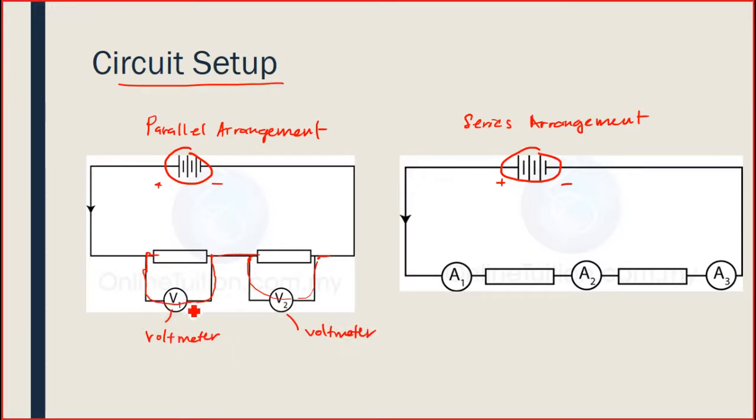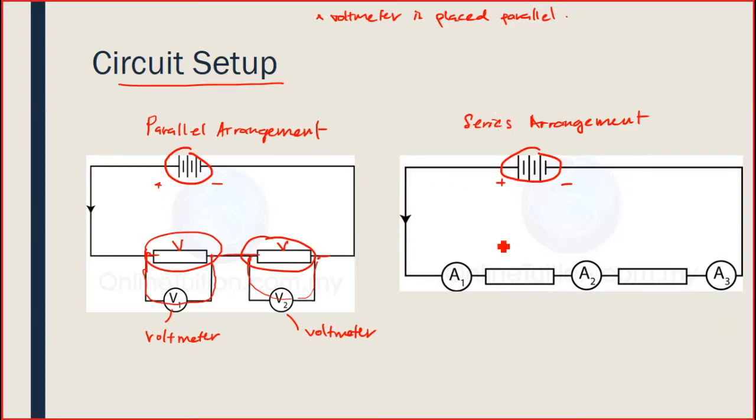So what is the purpose of a voltmeter? The purpose of a voltmeter is to check the voltage of this particular object, this particular appliance. So always remember this: the voltmeter is placed in parallel. Why is it placed in parallel? Because you want to find the voltage of this object.